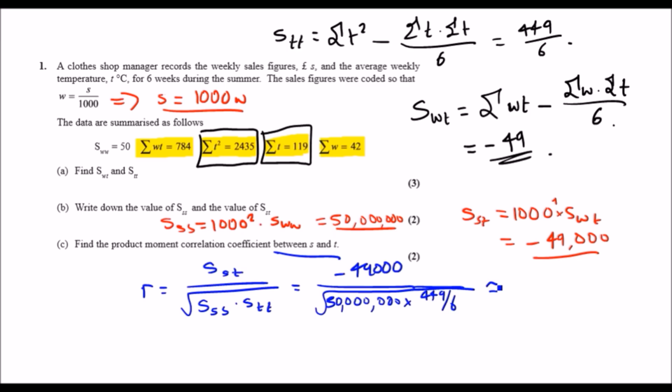You should get the square root of 50 times 449 over 6. I got about minus 0.801. So you can see that the result is a highly negative correlation, and it's almost perfectly negative. Not yet, though. If it reached -1, it would have been. So we'll probably have to make a conclusion on the next parts.